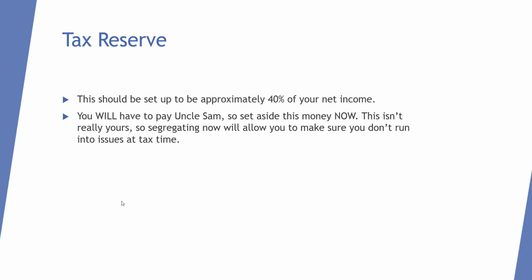The important thing is you will have to pay Uncle Sam on your net income, on your taxable net income. So set the money aside now. It's really not yours. Segregate it now, it will make it so much easier. It's just like the theory of when you first got your job and you started contributing to a 401k. You set it aside. You're not going to spend it. It's going to sit there and make retirement, at some point in time down the road. This is the same concept. It's going to help you down the road.